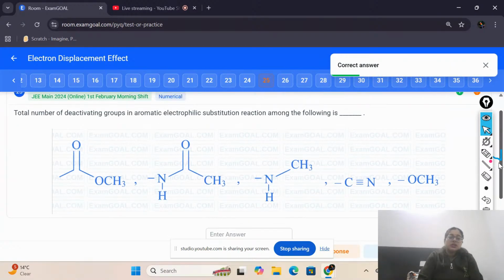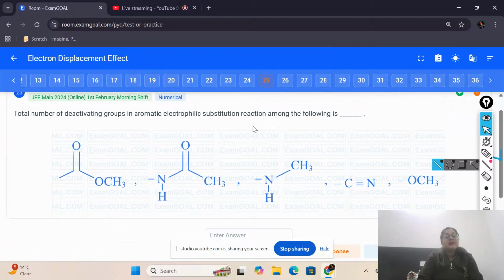Coming towards the total number of deactivating groups, meaning I need to count the meta directing groups. This carbon is sp3 hybridized and this carbon is sp2 hybridized, followed by oxygen. Yes, it is a meta directing group. Nitrogen is followed by carbon. No, not meta directing, ortho-para. This is again ortho-para. This is meta directing, carbon followed by the more electronegative nitrogen. So one this and one this. So two are there.